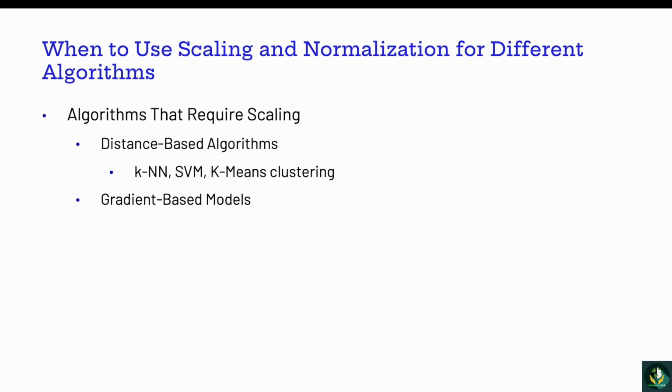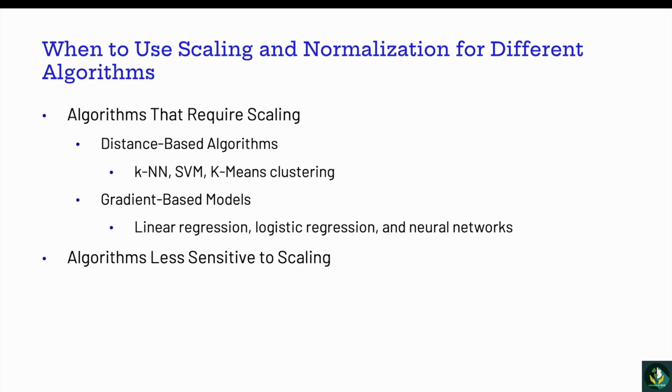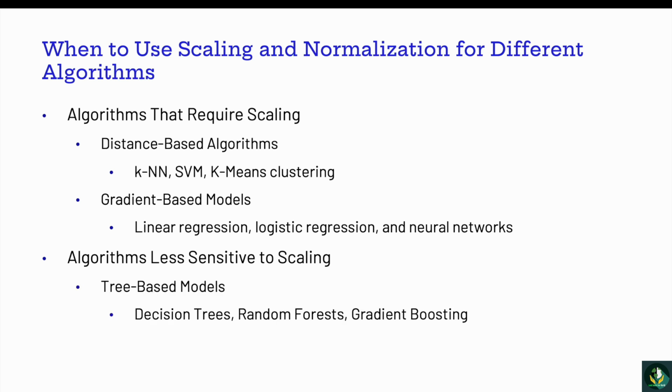Gradient-based models, linear regression, logistic regression, and neural networks: scaling accelerates convergence during training here. Algorithms less sensitive to scaling are tree-based models: decision trees, random forest, and gradient boosting. These models split data based on thresholds and are not affected by feature magnitudes.